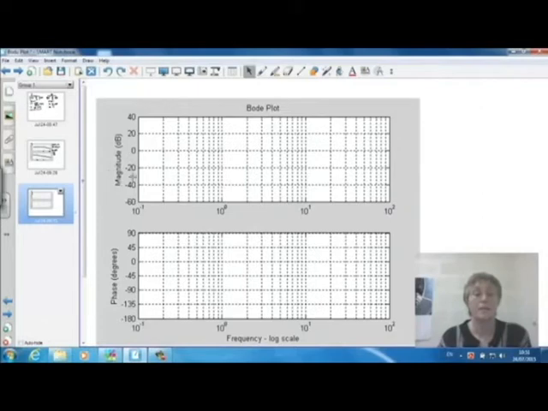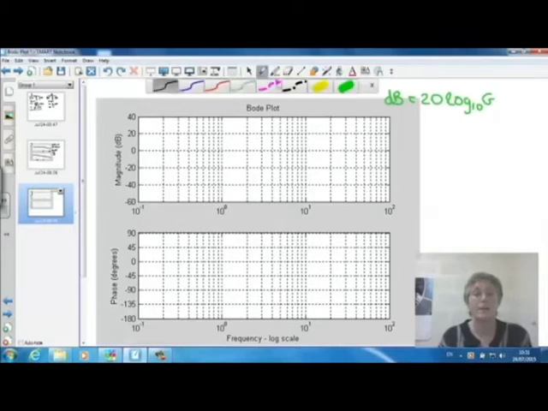The magnitude is a logarithmic scale, decibels. Hopefully you'll remember that a decibel equals 20 log to the base 10 of our gain. So that's a logarithmic scale. I'm just going to change the pen colour.